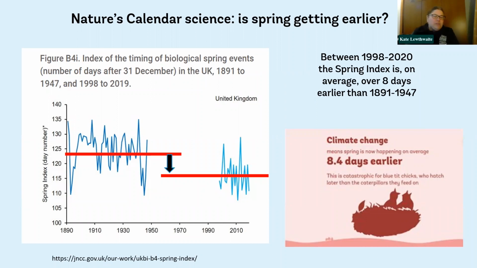So I'll start by talking about the vertical axis, the y-axis. And what we're doing along there is we're counting days after the 31st of December. So it's just a way of showing the date in a slightly different way. So on this graph, for example, day 110 falls roughly around the end of April, and day 140 falls around the end of May. On the horizontal, the x-axis, you can see the time period that we're looking at.